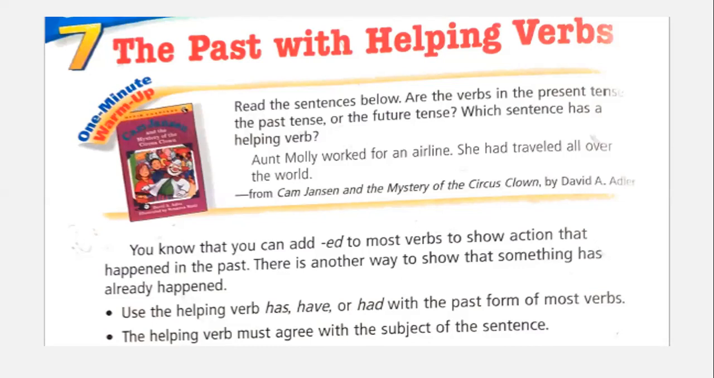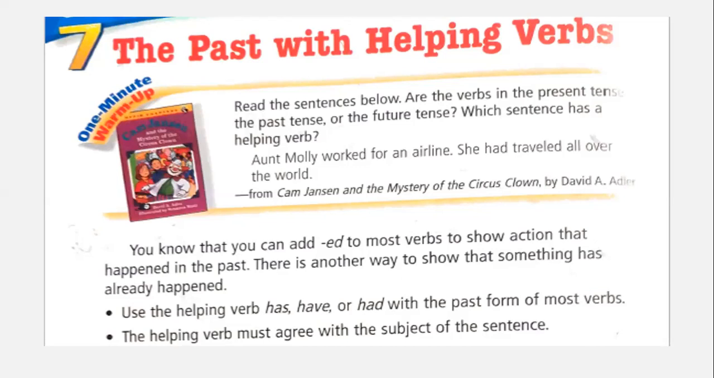So you already know that you add ed to most verbs to show action that has already happened in the past. And there's another way to show that something has already happened. So with the use of helping verbs, has, have, or had, with the past form of most verbs, we form the past with helping verbs, okay? The helping verb must agree with the subject of the sentence.